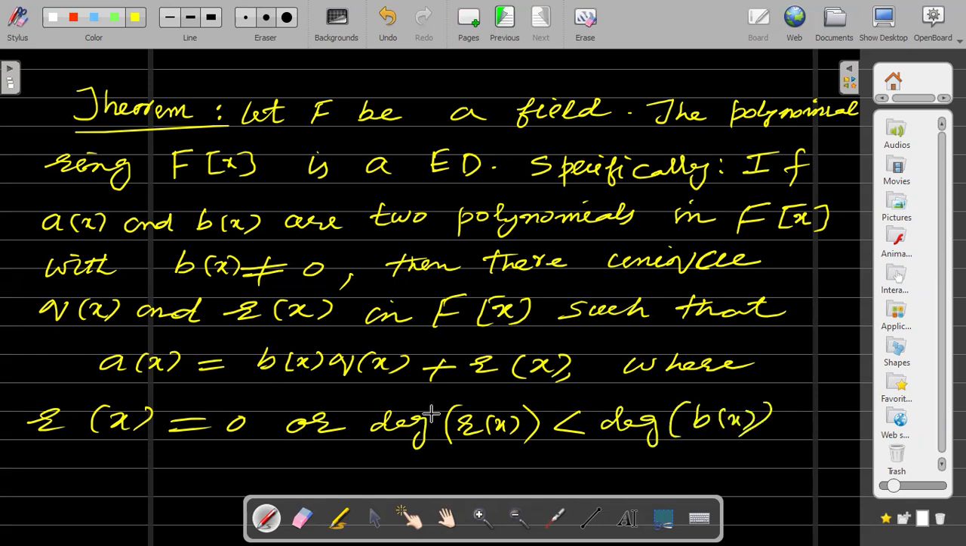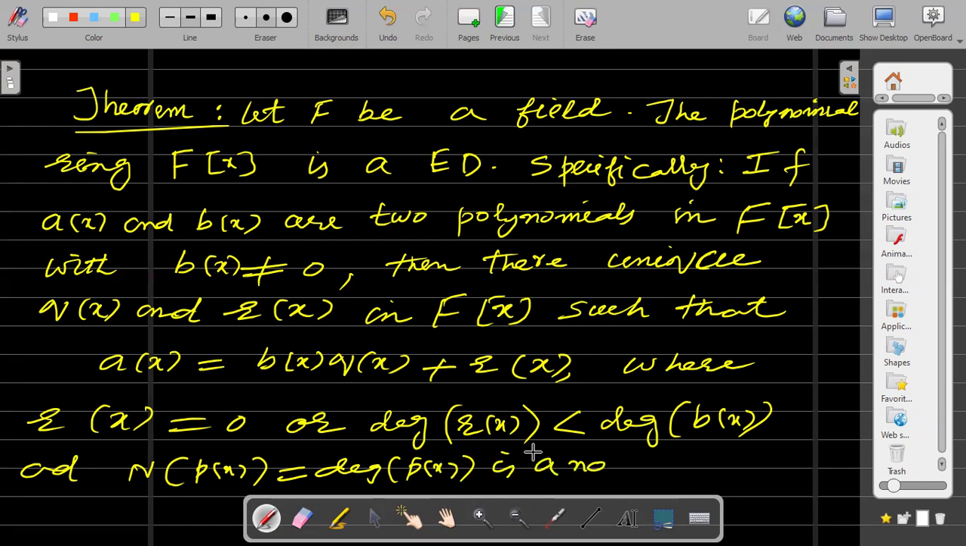And we'll also see that degree is actually the norm. Degree satisfies the properties of the norm. N of any polynomial Px equal to degree of Px is a norm on Fx.